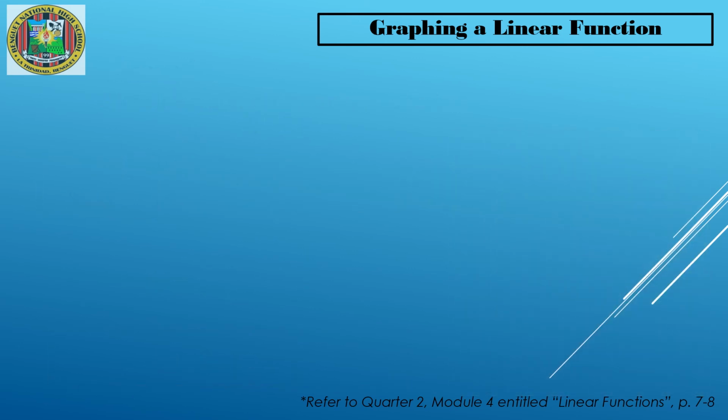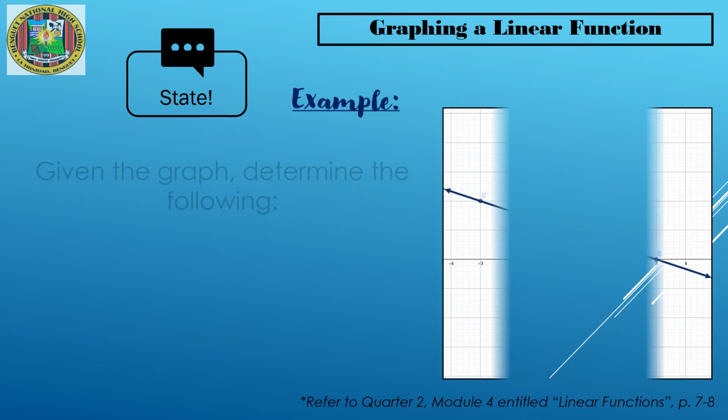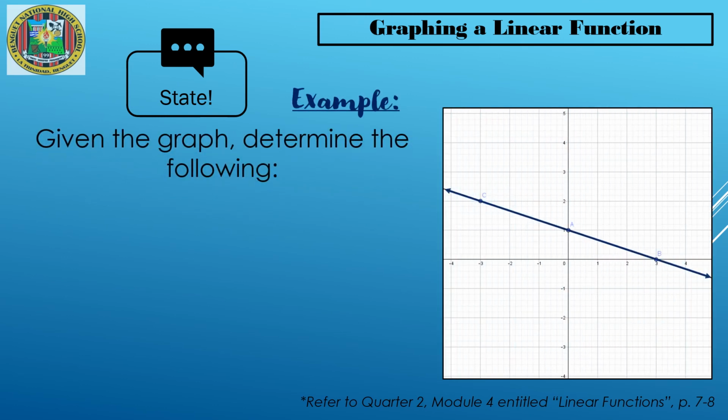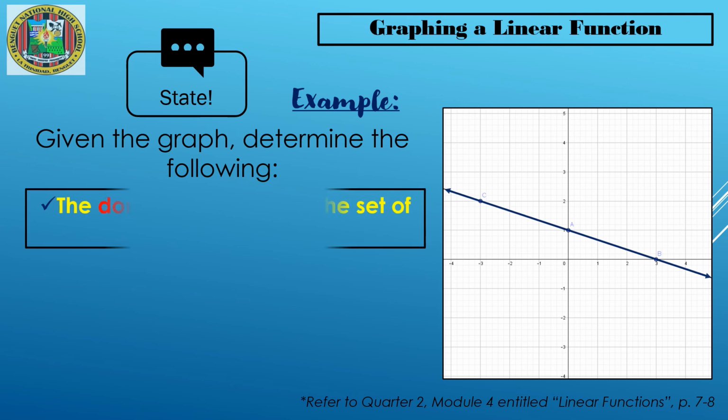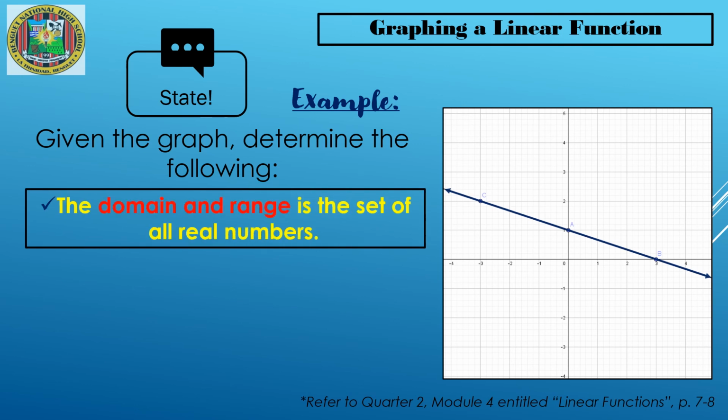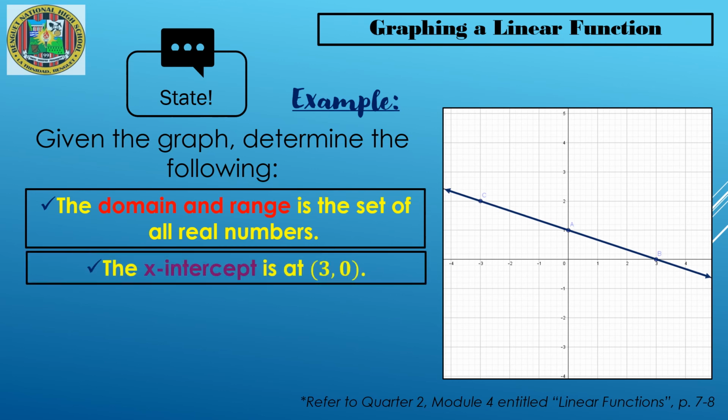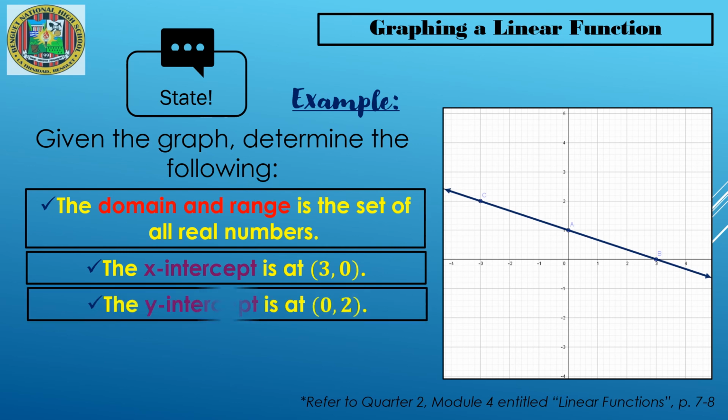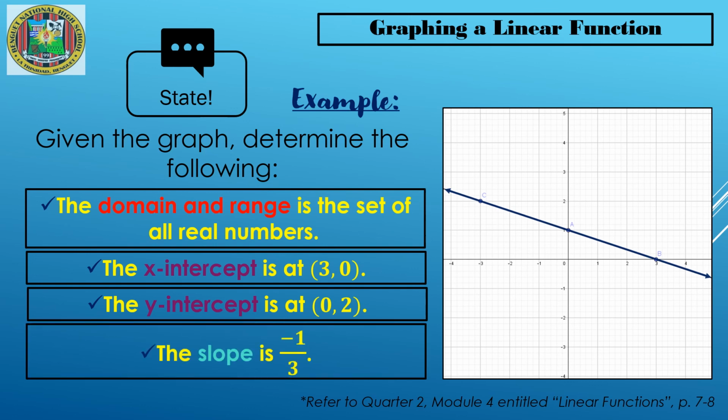Let us state the conclusions to our problem. From our analysis of the graph, we know that the domain and range is the set of all real numbers. We saw that the x-intercept of the function is at (3, 0), while the y-intercept is at (0, 2). We also solved for the slope, which is negative 1 over 3.